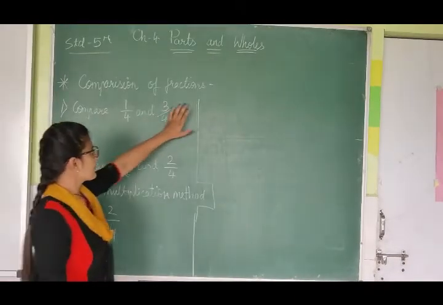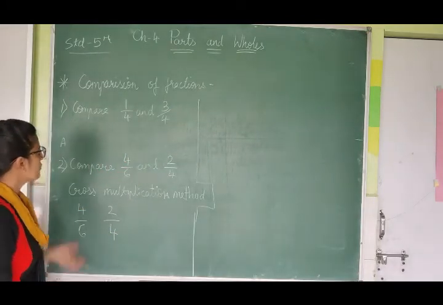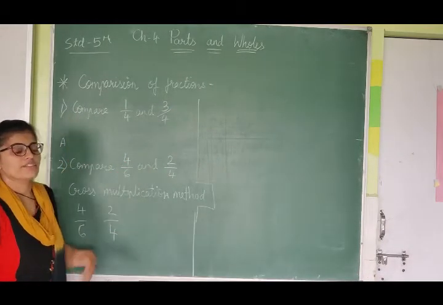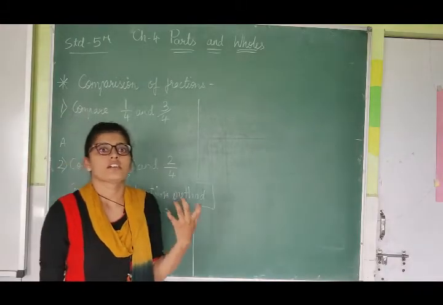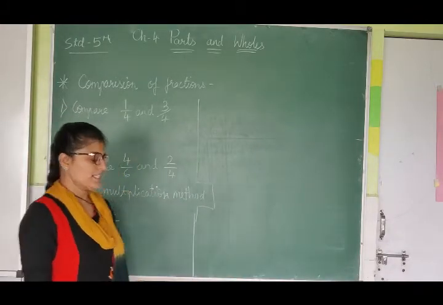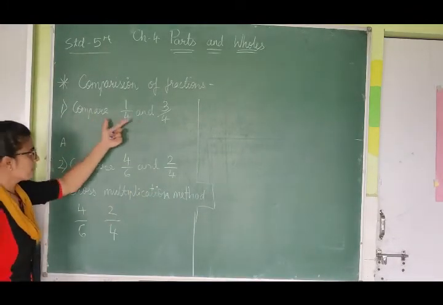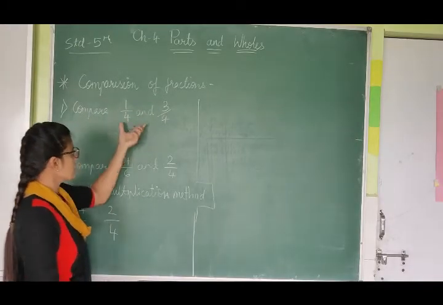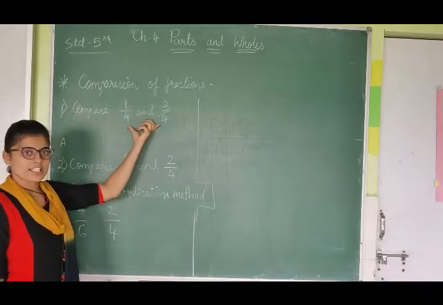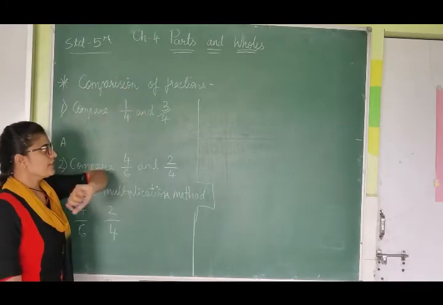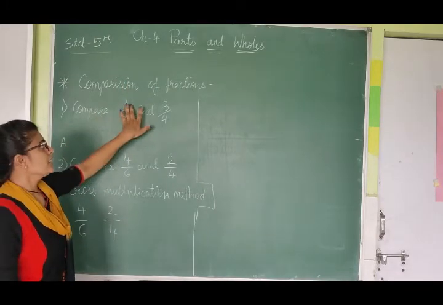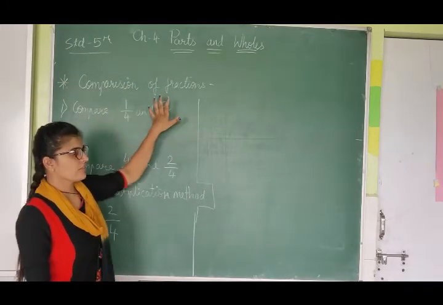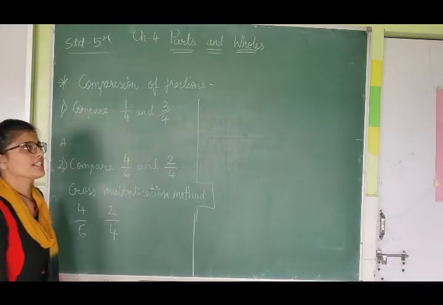Comparison of fractions. Two fractions are given to you and you have to compare them, which is greater and which is lesser. Let us see. Here you have to compare 1 by 4 and 3 by 4. Here you can see both the denominators are the same and the numerators are different. So simply we have to see the numerators 1 and 3. Which is greater? 3 is greater.